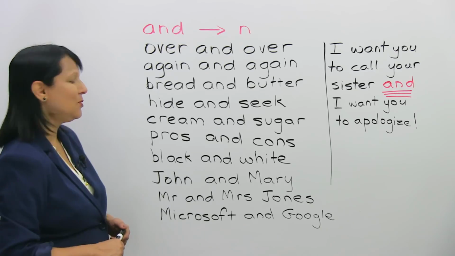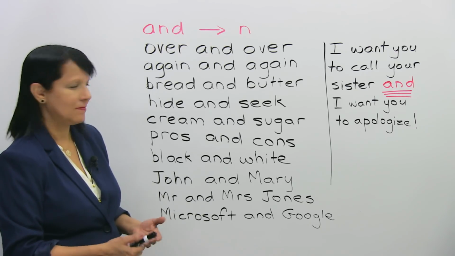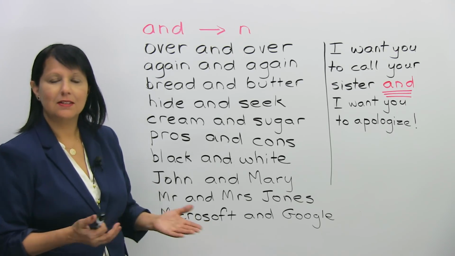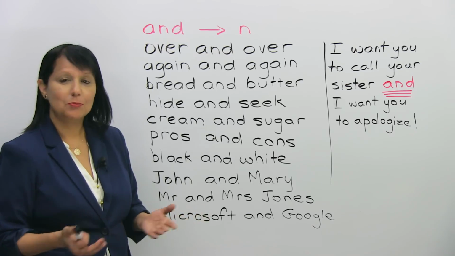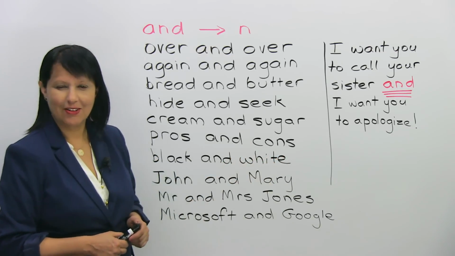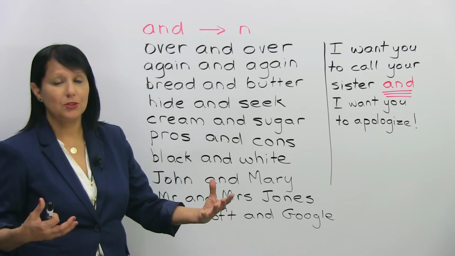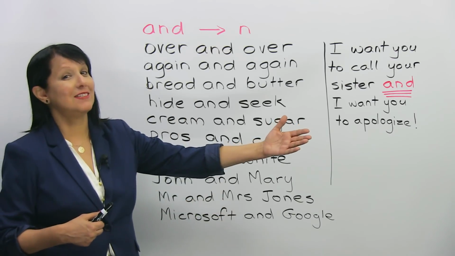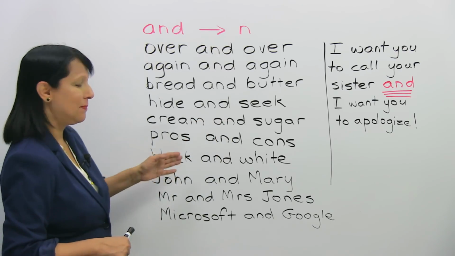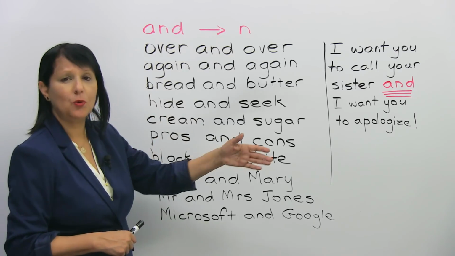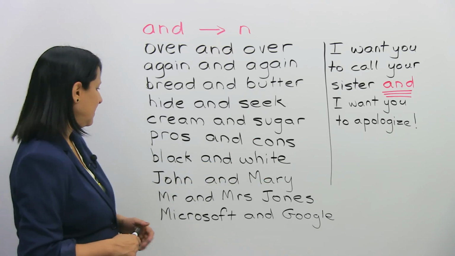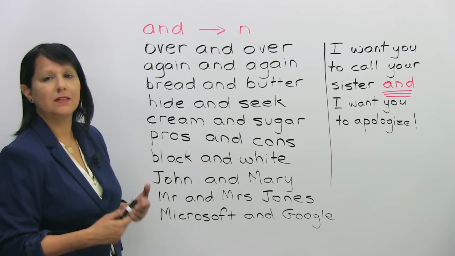All right, let's continue. Cream and sugar. Pros and cons. What are pros and cons? Pros and cons are advantages and disadvantages. All right? So even if you said those longer words, you'd say advantages and disadvantages, right? Now you know. Don't say and, just say n, okay? Black and white. Not black and white. Black and white. John and Mary.